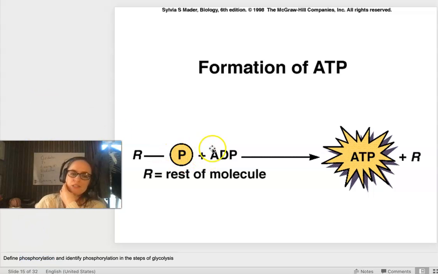It's going to be a synthesis. We're going to take adenosine diphosphate. We are going to bond an inorganic phosphate group to it. We are putting energy into the bonds between those two phosphate groups, and that means that we have a high energy molecule at the end.